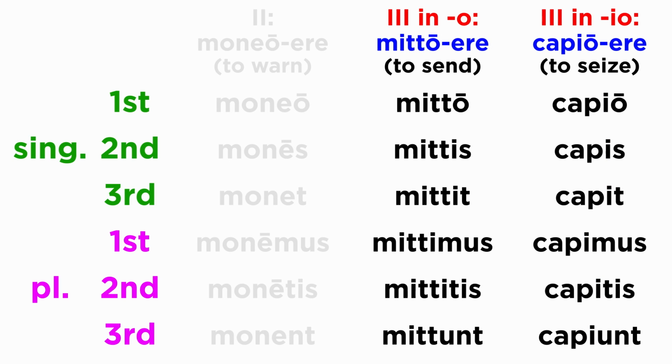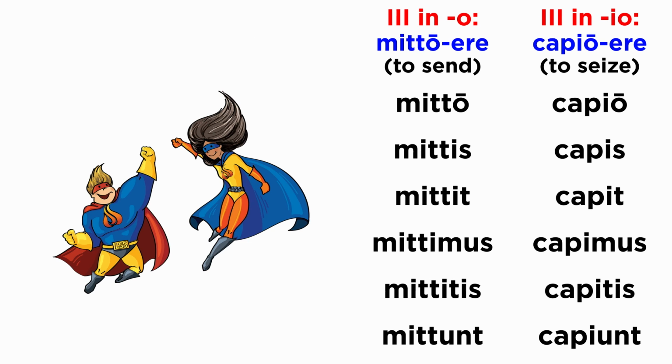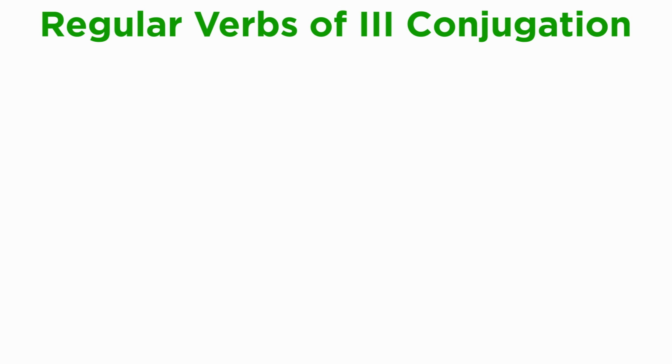This can get very confusing, so the best advice is to just memorize the endings. There are many verbs in the third conjugation, both regular and in io. Let's memorize the most common. Be brave, as these are likely the hardest principal parts you will ever learn. Let's start with the regular verbs.